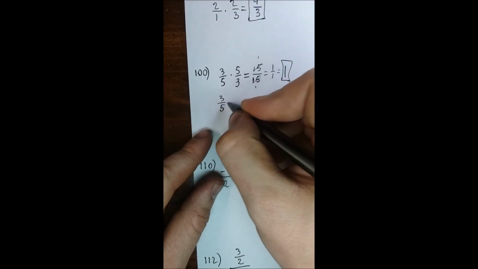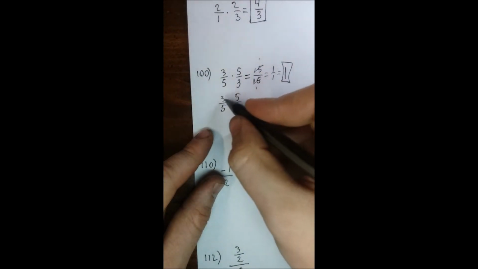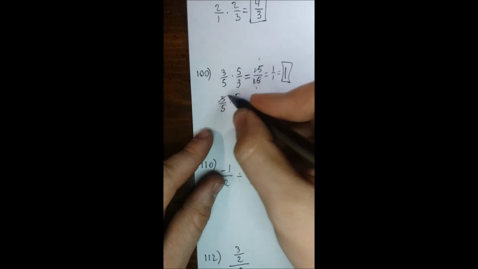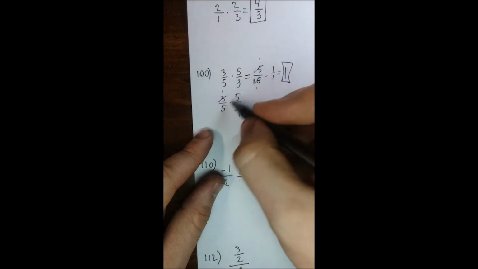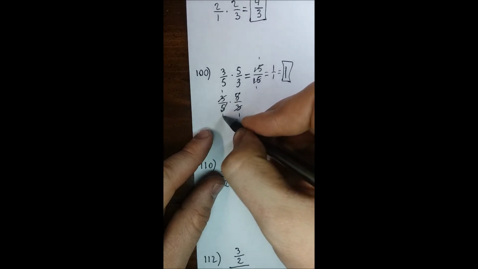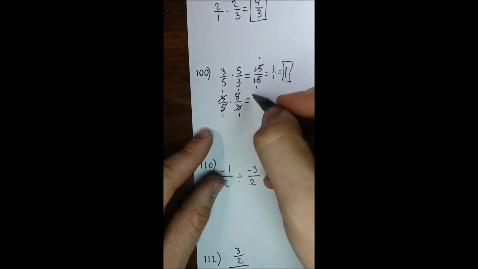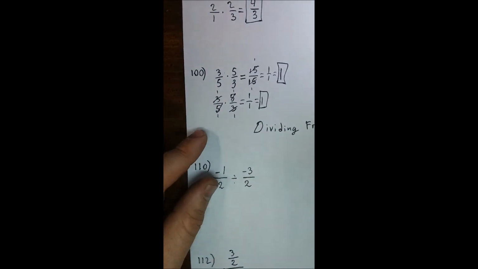Another way of doing this problem is 3 over 5 times 5 over 3. I'm going to rewrite it. If you see 3 in the numerator and 3 in the denominator, you can cancel them out, leaving this just once. Same thing with 5s. 5 in the numerator on the top, 5 in the denominator in the bottom. Also, it's 1. So simply put, it's just going to be 1 over 1 or 1. Next question.